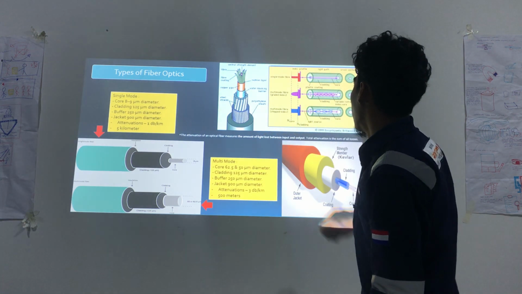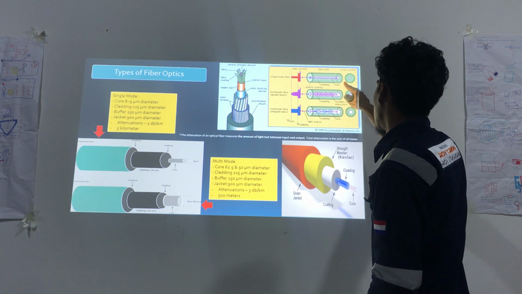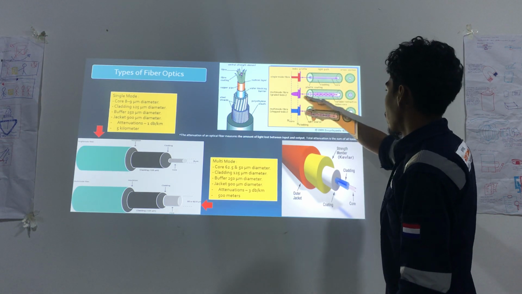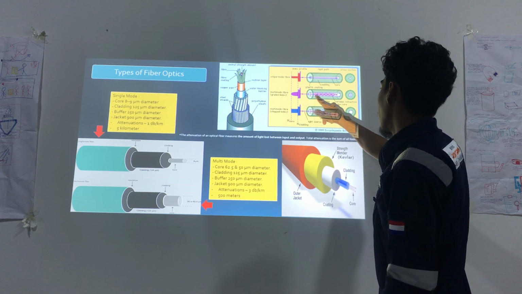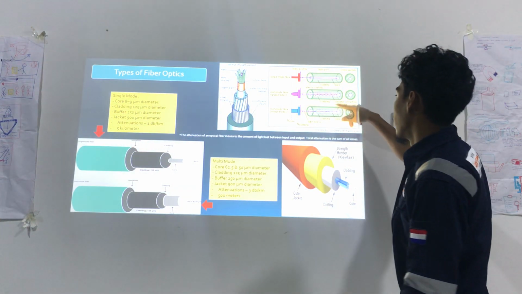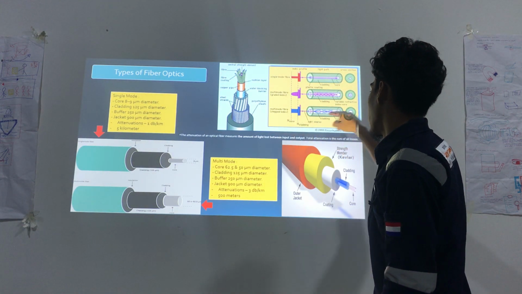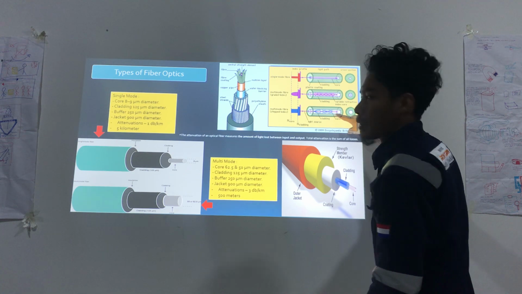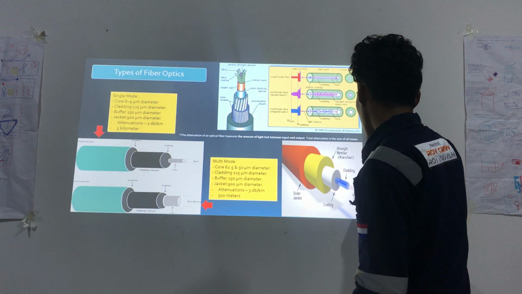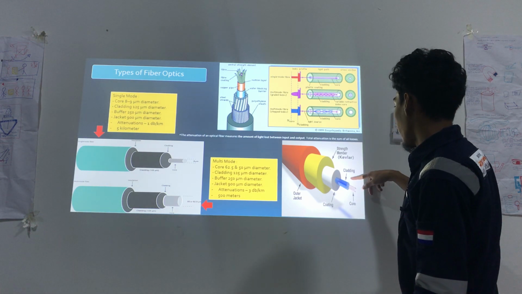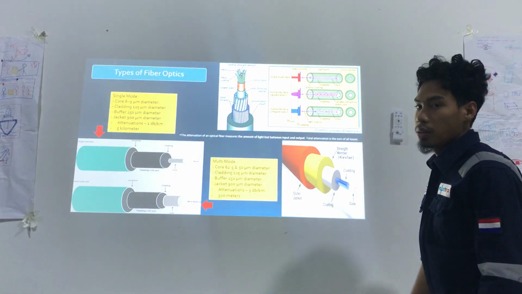Okay, and then for single mode, the light passes through straight. For multi mode, graded index, you can see the formation of light inside the fiber optic cable. For multi mode, step index, you can see the formation of light is different. Then it has core, cladding, coating, Kevlar or strand member and outer jacket.